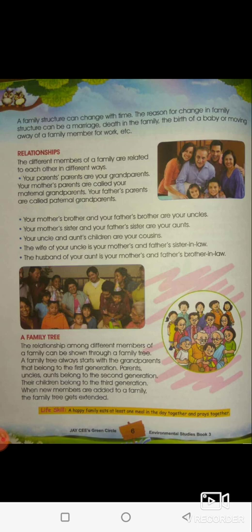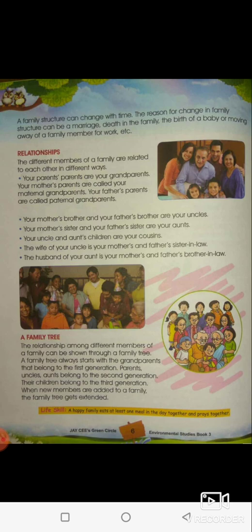Your uncle's wife is your mother's. I hope you understand. The wife of your uncle is your mother's and father's sister-in-law. They are called sister-in-law. The husband of your aunt is your mother's and father's brother-in-law. So when a lady comes, for your father it is sister-in-law, and for your mother it is brother-in-law.